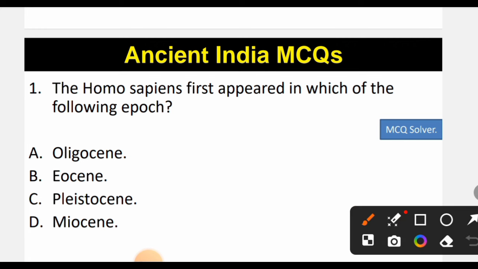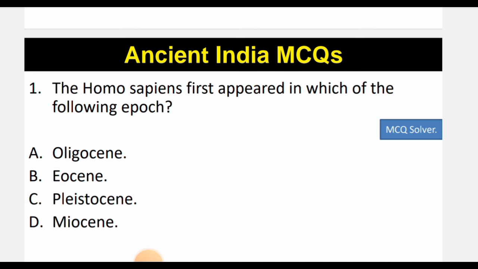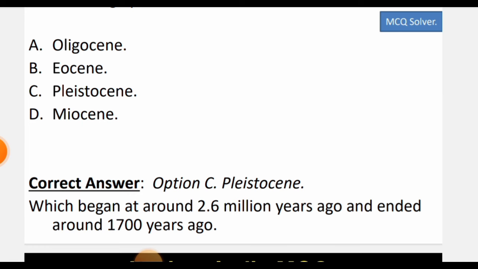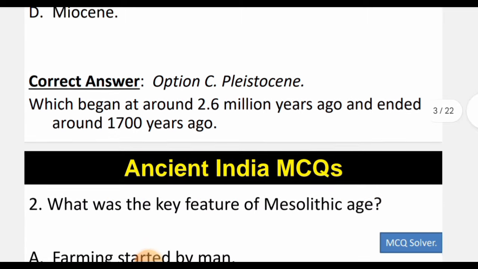Among the following, the correct option will be option C, that is Pleistocene epoch. From the time the earth formed until now, its time scale has been divided into different epochs, the geological time scale, and among the following, Pleistocene is the epoch where Homo sapiens first appeared. So C is the correct option. This epoch started around 2.6 million years ago and ended at around 11,700 years ago. So C is the correct option.